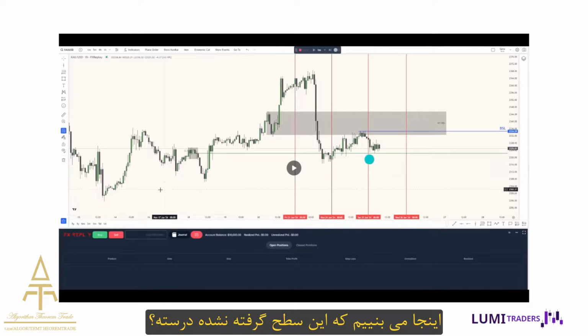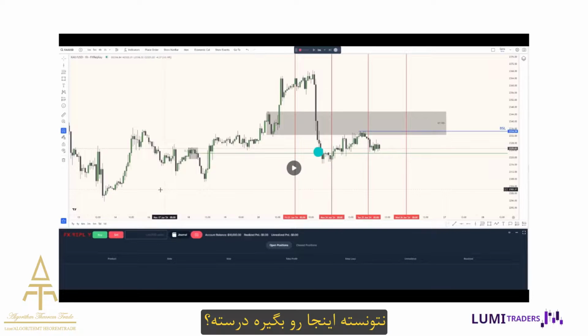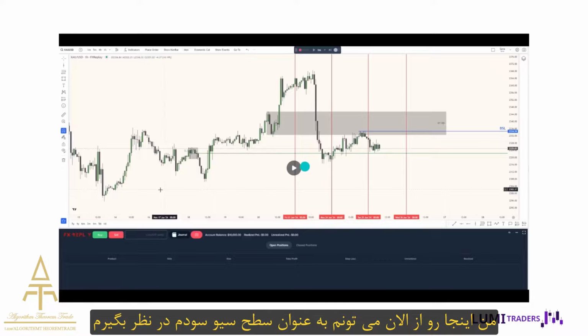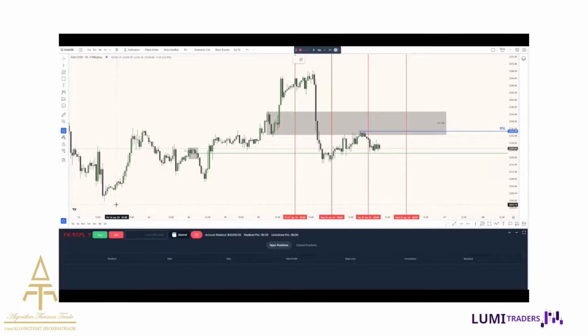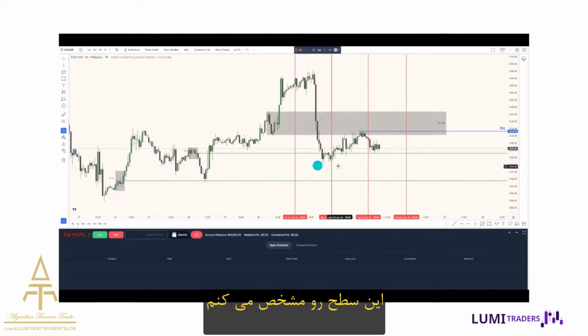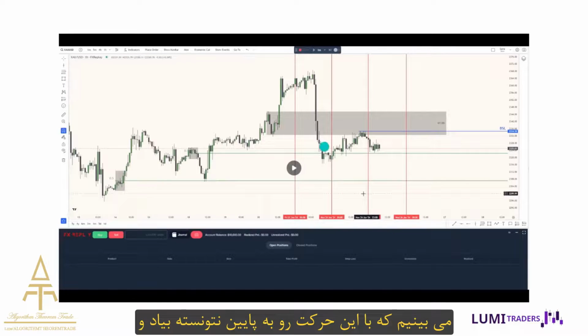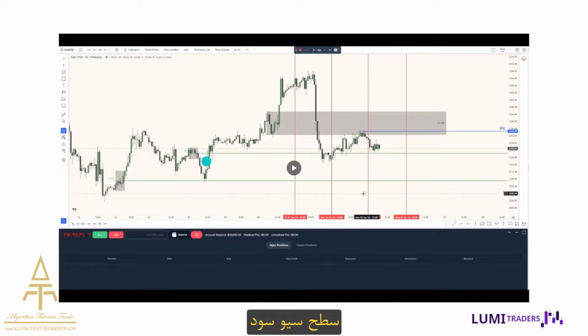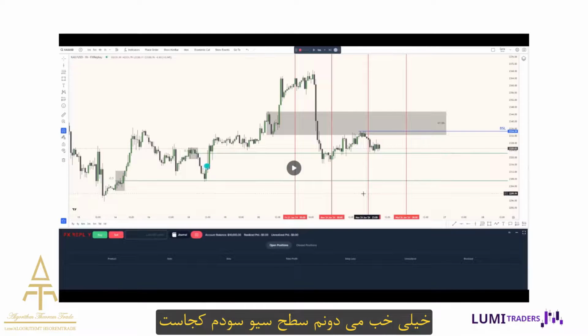So here I can see that this level failed to be taken right here, was taken right here. I can consider this as my partial level already. Another one is right here. Going to highlight this level. Boom. I can see here that with this move down, it failed to take this level again, the equilibrium of quarter 2 daily cycle. Partial level. Okay, I know where my partial level is.